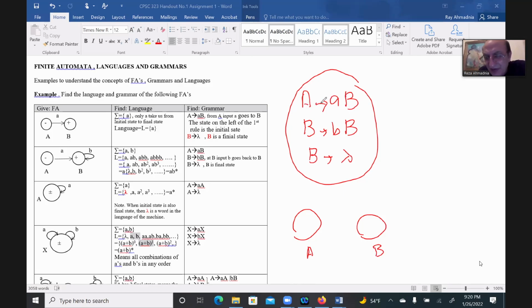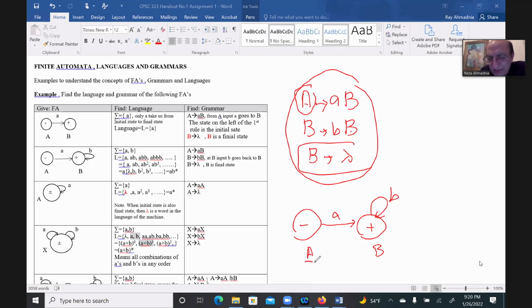A is what in the first grammar? A is the initial state here, and B is the final state here. What the first grammar tells you: start from A, drop A, you end up at what? At B. And what is this one here? Start at B. If you drop B, you get back to B.